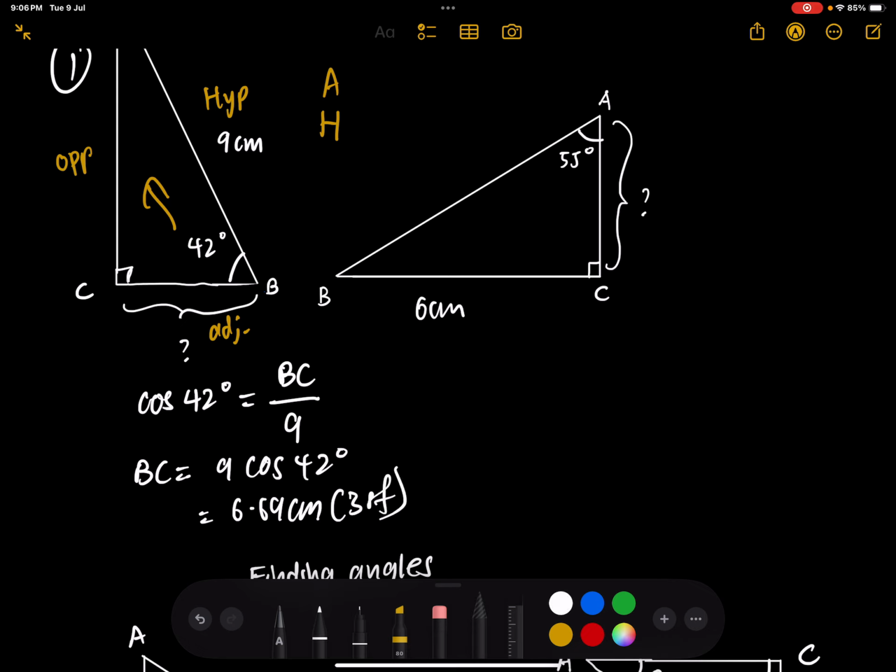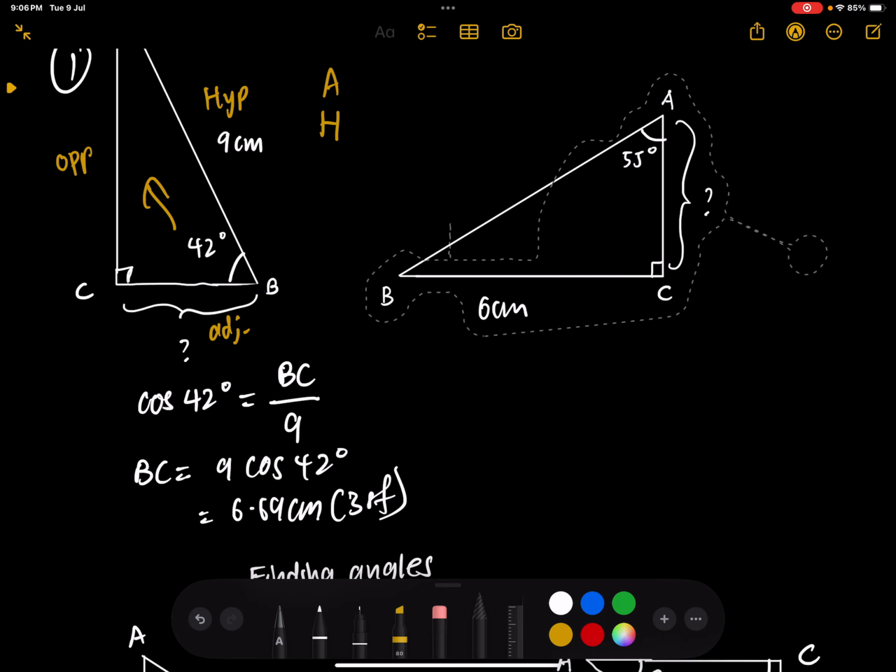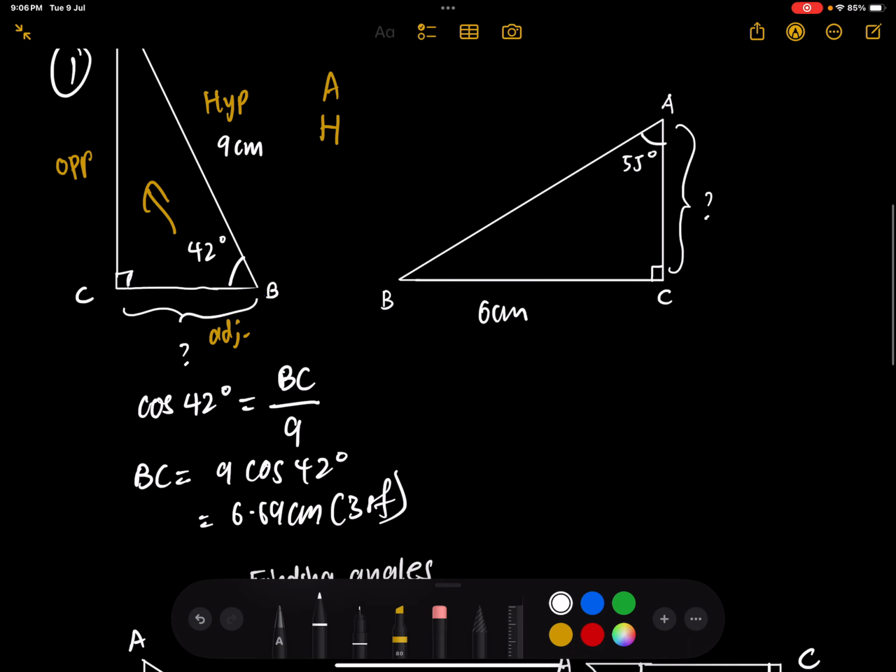Next one. Okay, very good. I want to find AC. I'm given an angle and a side. Let's label it together. Hypotenuse is the longest side. Opposite the angle, this is opposite. I want to find adjacent.